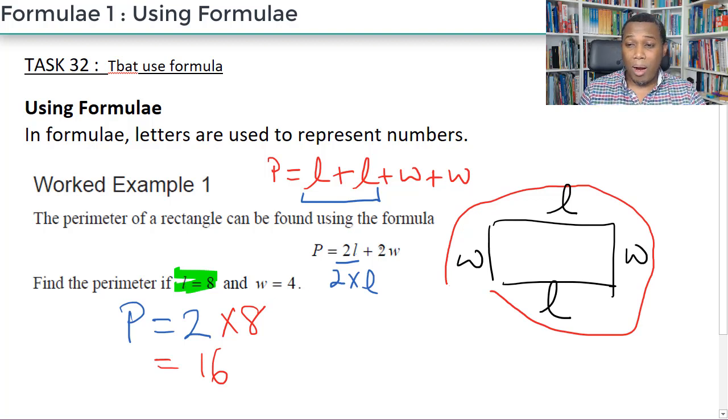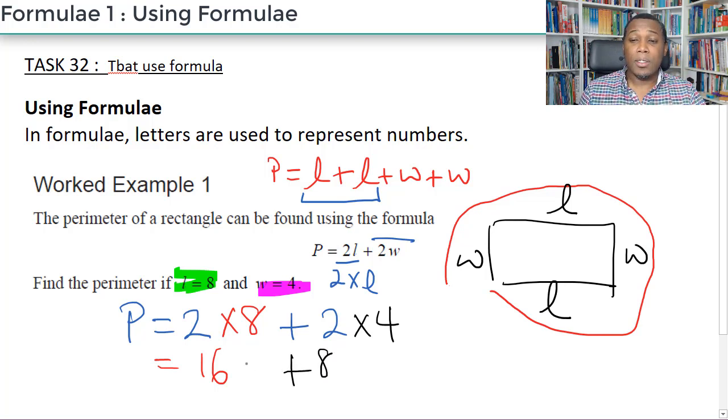For the second part of the formula, which is to add 2W, I'll continue writing on one line, plus 2 multiplied by the width, which in this case is 4. So 2 multiplied by 4, and 2 multiplied by 4 will give me 8. So doubling the length gives me 16, doubling the width gives me 8. The combined sum will give me the perimeter of the shape, which in this case is 24.